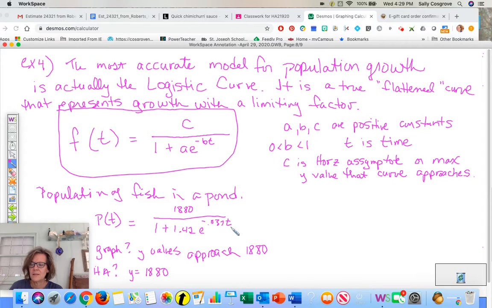Then it's going to say, what's the max population of fish? Guess what? C is the max y value that the curve approaches, 1880. So in this particular example, it asked the same question 3 different ways. It did that for you to make a connection between the max y value, the horizontal asymptote, and actually in the question, connect it with the max population.